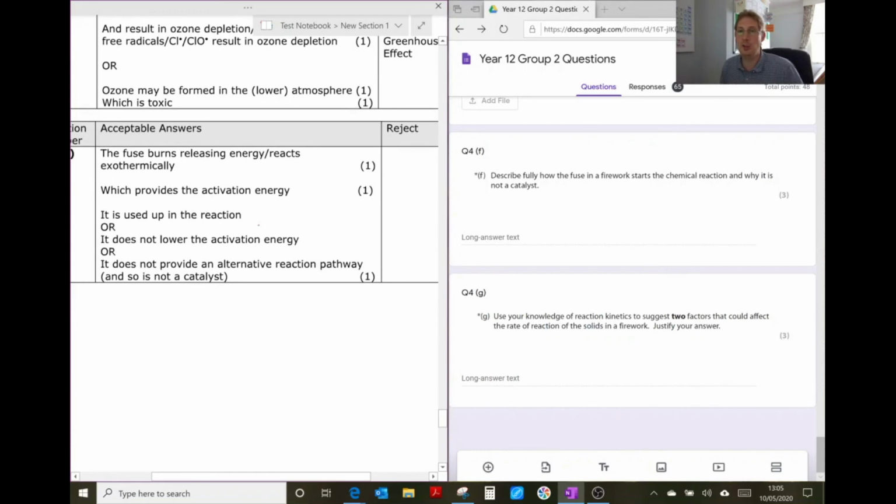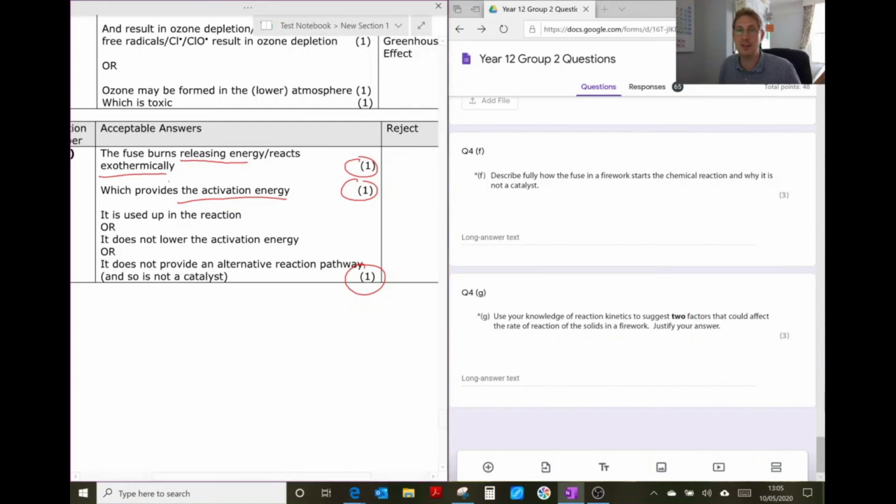Describe how the fuse in the firework starts the chemical reaction and why it is not a catalyst. The fuse releases energy or reacts exothermically. This provides the activation energy. But for the third mark, why is it not a catalyst? It's used up in the reaction, or it does not lower the activation energy, or it does not provide an alternative reaction pathway. This is GCSE.